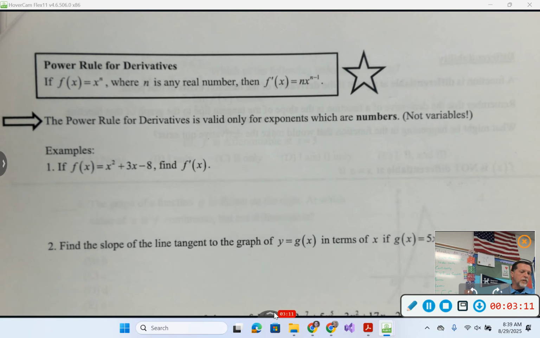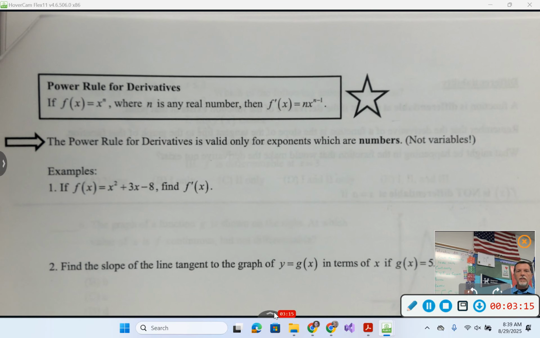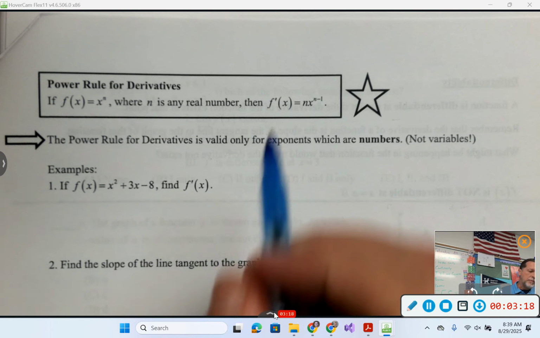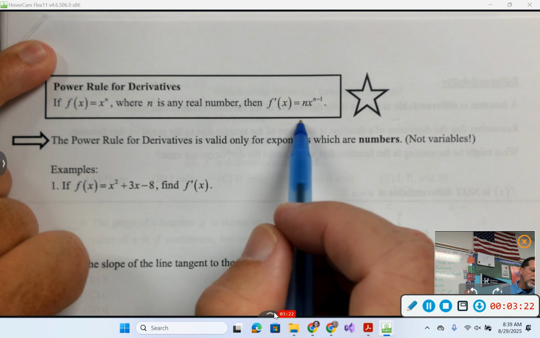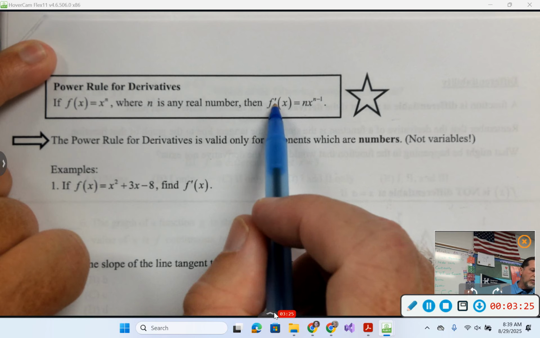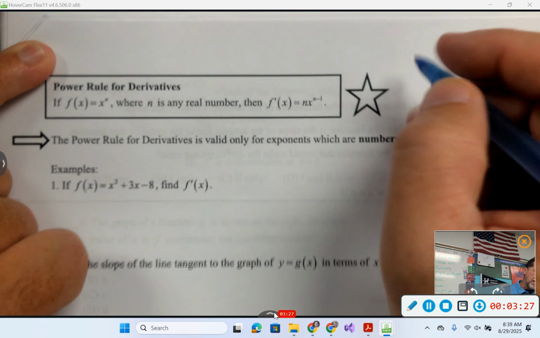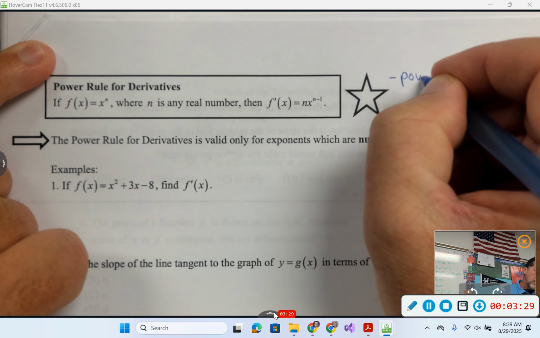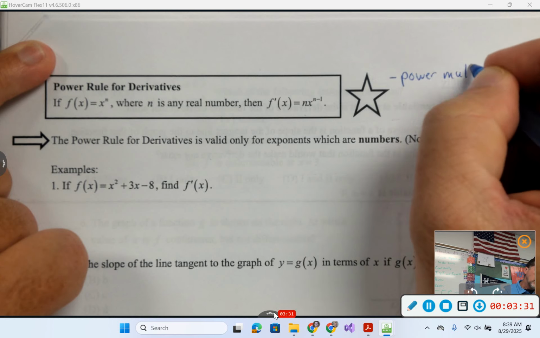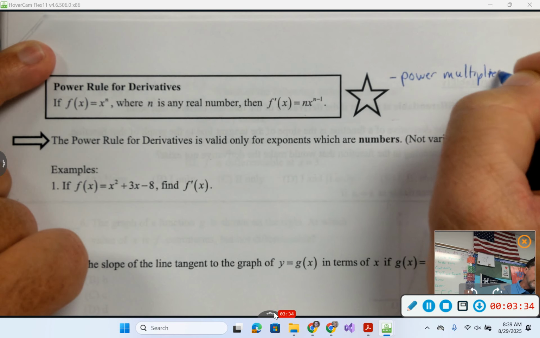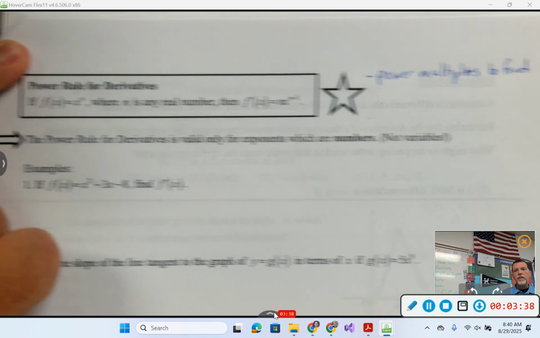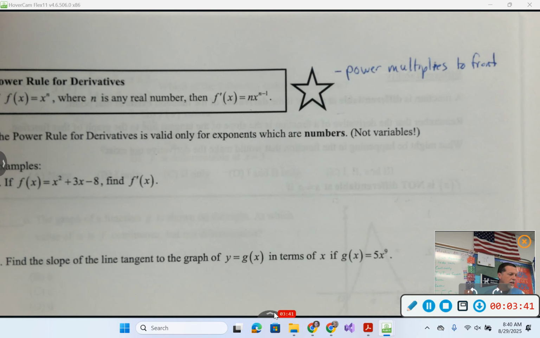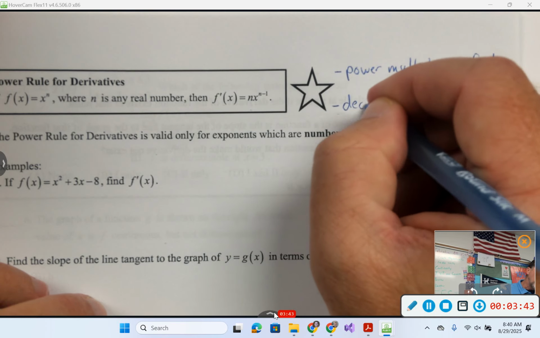Power rule for derivatives. So here it is in all fancy notation. If f of x is x to the n, where n is any real number, then the derivative, f prime, is n x to the n minus 1. Just put it in words here. The power multiplies to the front. So the n goes down front and decrease the power by 1.